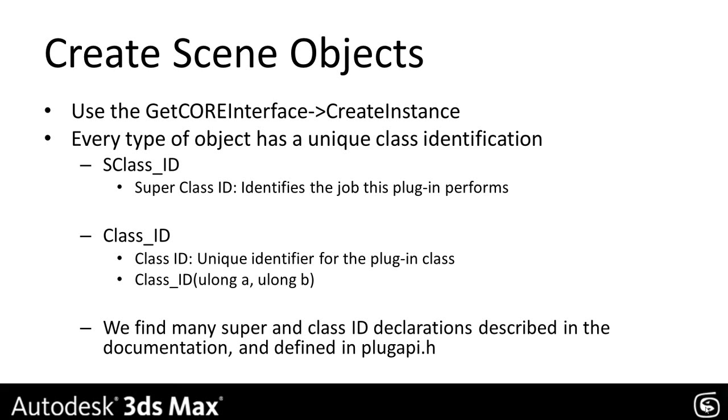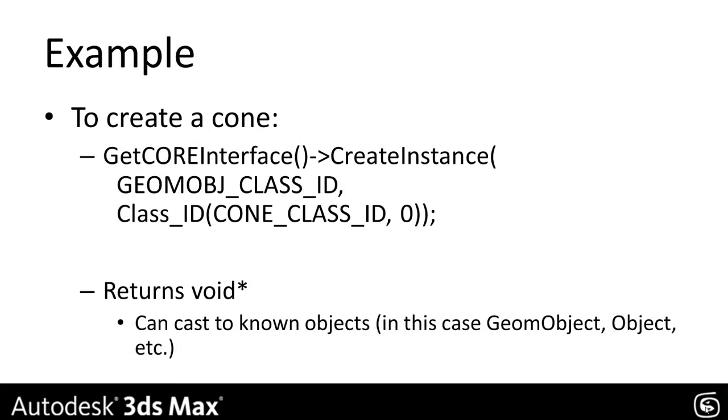So you're going to find many of those superclass ID declarations that you would need to create any of the objects described in the documentation, and if you want to look in the header, it's directly in plugapi.h. So for example, to create a cone, we're going to call get core interface, create instance, and we want the superclass ID geom object class ID, and then we need to create a class ID for the cone class ID.